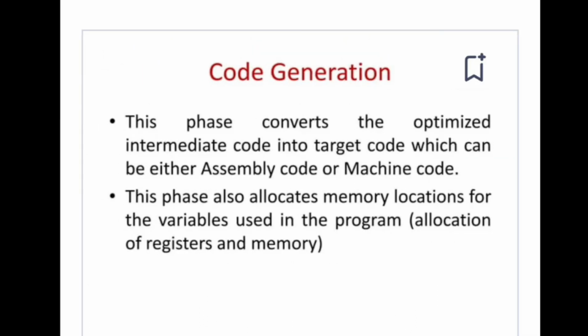Code generation. This phase converts the optimized intermediate code into target code, which can be either assembly code or machine code. This phase also allocates memory locations for the variables used in the program, and handles allocation of registers and memory.